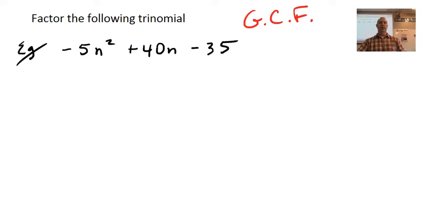And of course, in this case, we have negative 5 as a common factor. Oh, frozen? There, can you see that now? All right. So negative 5 is a common factor.